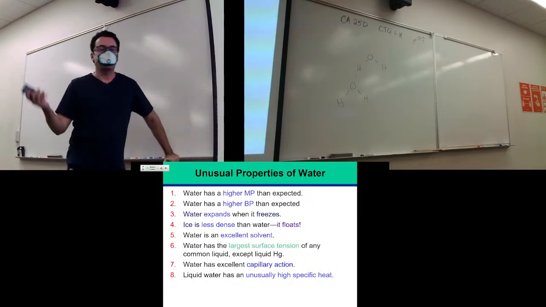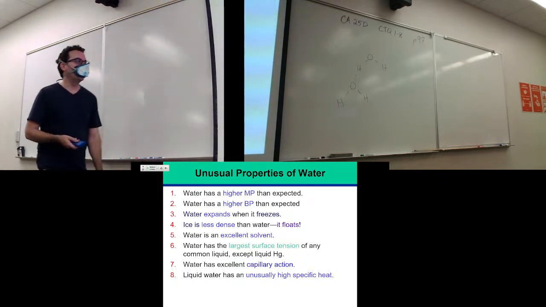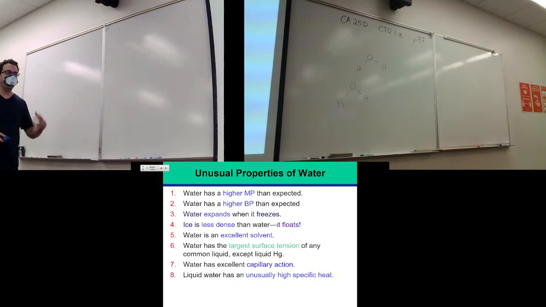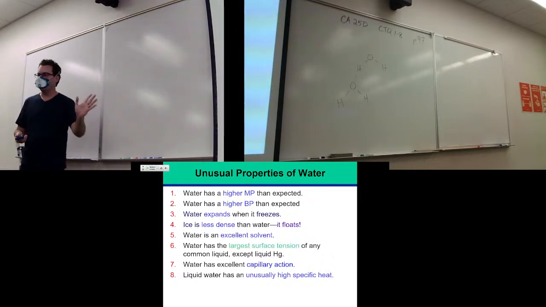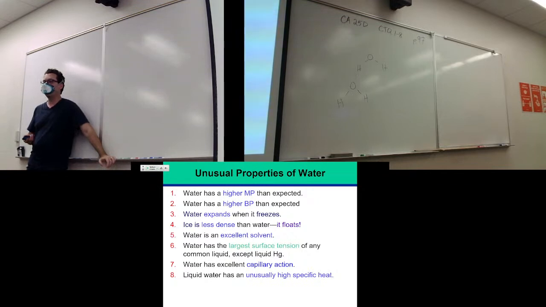That's why they're called capillaries. So liquid water has a very high specific heat. We talked about specific heat, which is a short version of specific heat capacity. That is the idea that water requires more energy to change temperature. So the consequence of that is that water is a good heat sink. You can store a lot of energy in water.